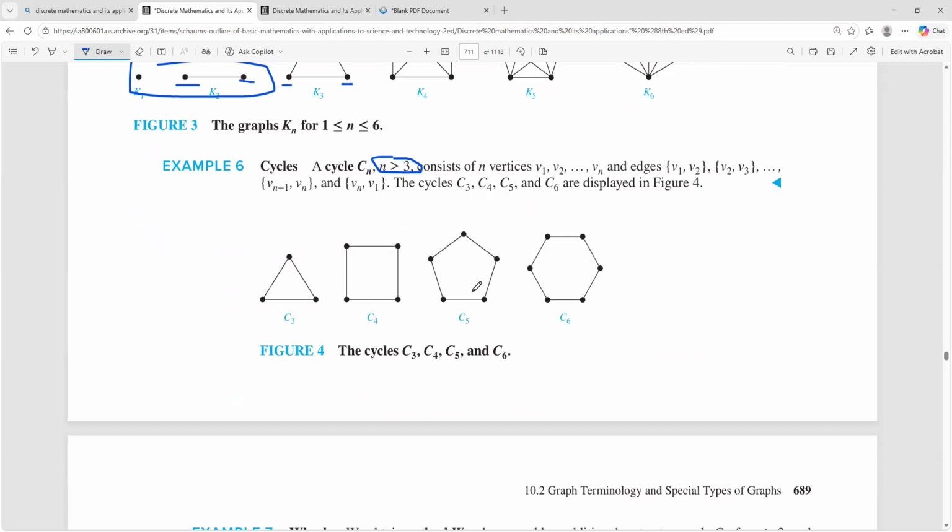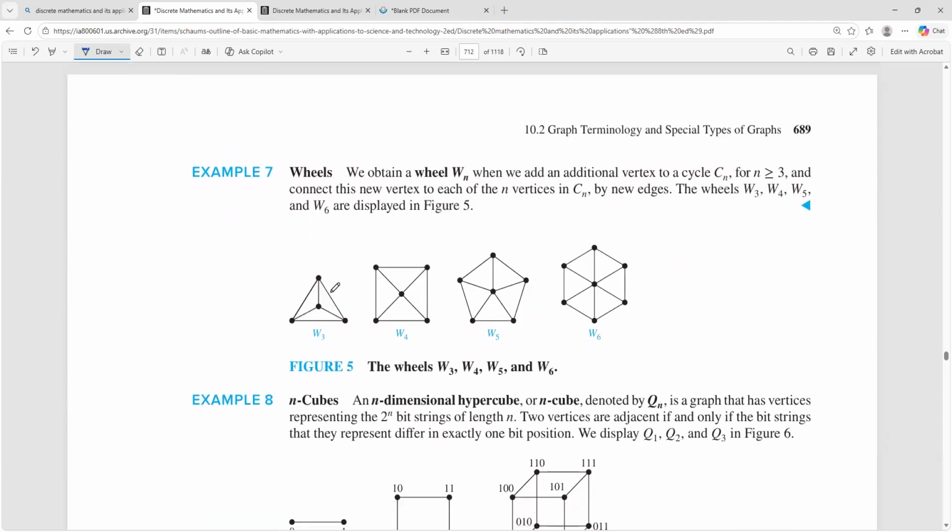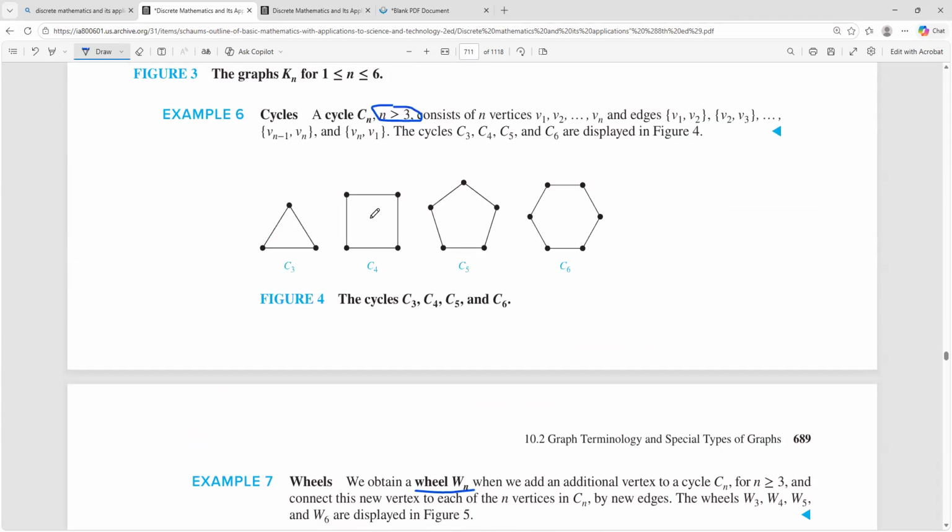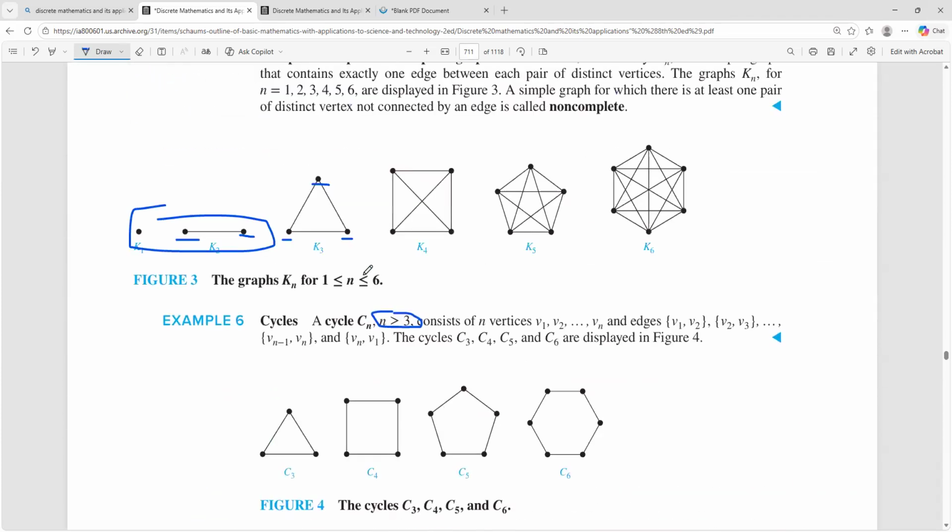However, you could take a cycle, and if you add an extra vertex in the middle, and every outer vertex then connects to that inner vertex, that becomes a wheel, right? So these are examples of wheels, and you'll see how we obtain these wheels from cycles.